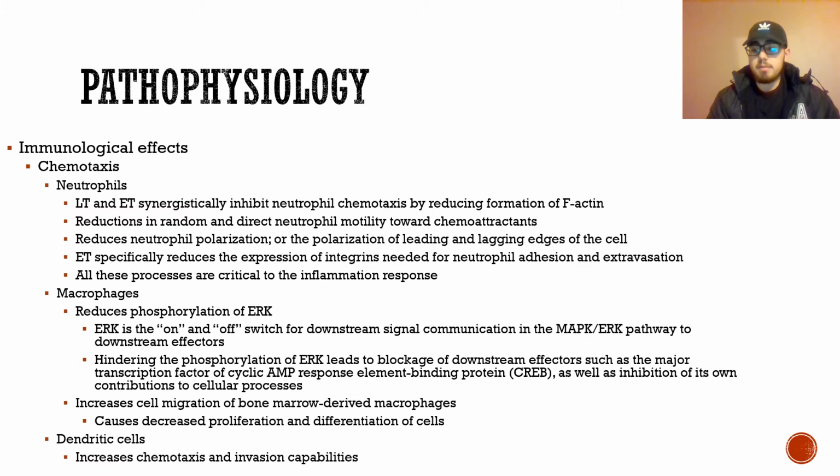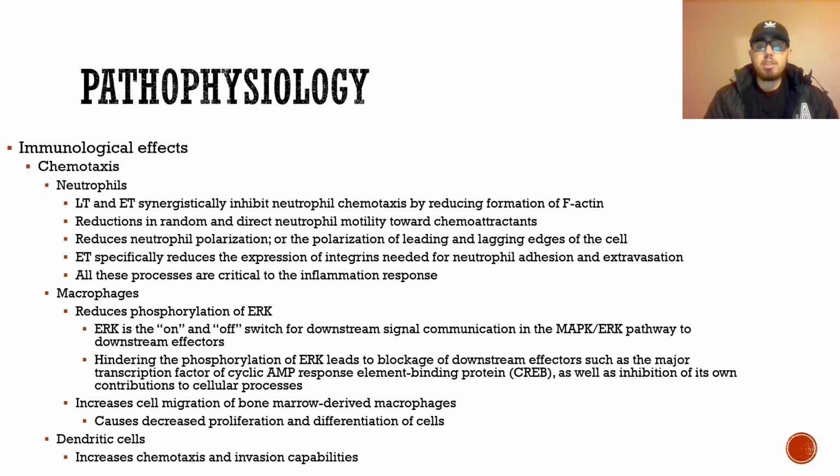Chemoattractants are basically substances which attract motile cells, and random motility is spontaneous movement of a cell, whereas direct motility is the direct movement towards the source for a cell. And these are both reduced as a result of the reduction in formation of F-actin. Following that is a reduction in neutrophil polarization, or the polarization of leading and lagging edges of the cell. Leading edges are basically the forward movement of neutrophils in the plasma membrane, and lagging edges are the rear movement of neutrophils in the plasma membrane.